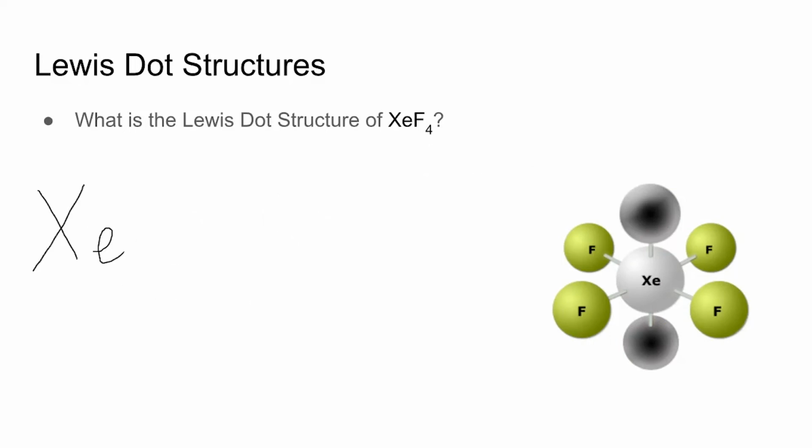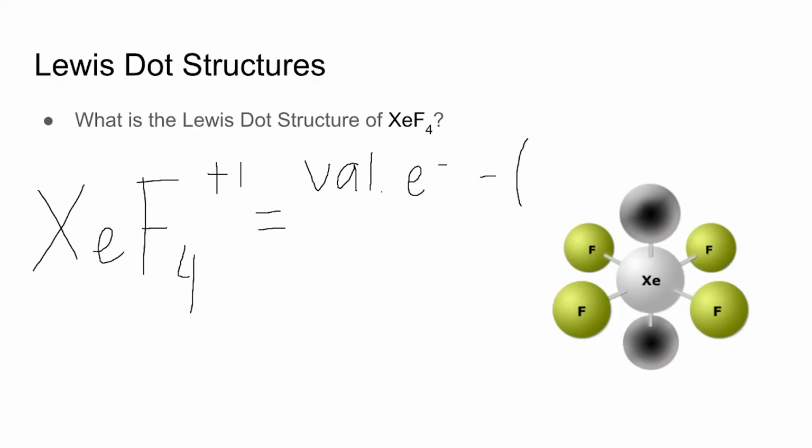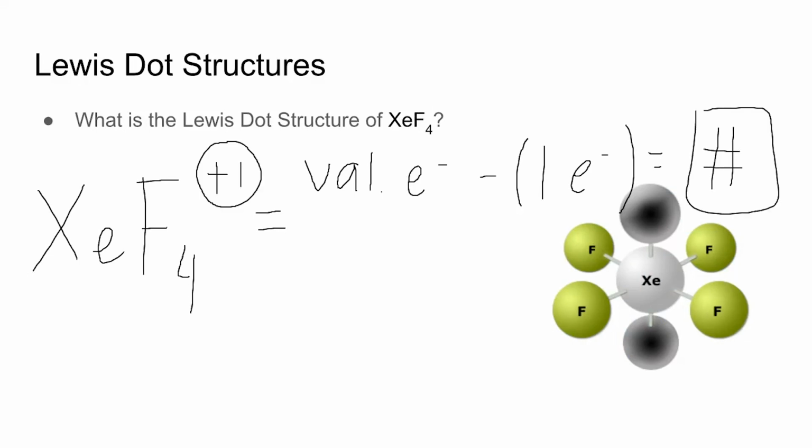Similarly, if it's like XeF4 +1, for example, the valence electrons will be whatever the valence electrons are calculated minus 1 extra electron, because the electrons are negative. So if you lose one, you're becoming more positive. So don't forget the positive or negative charges.